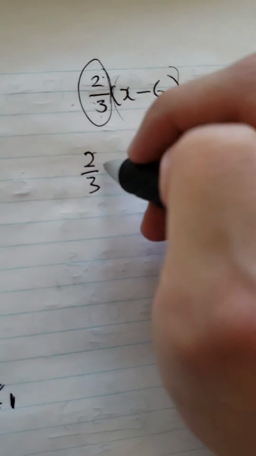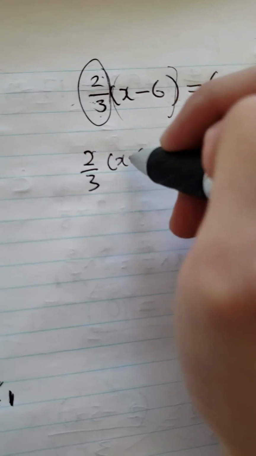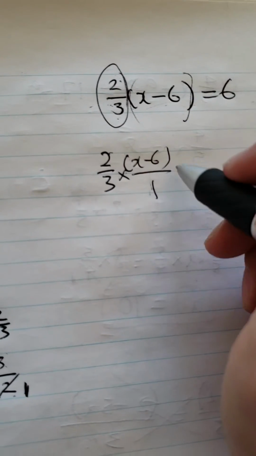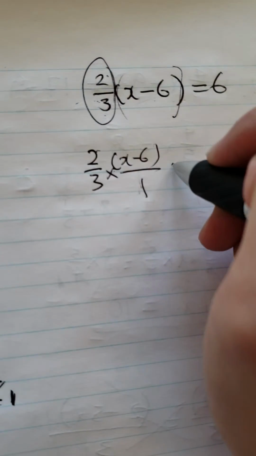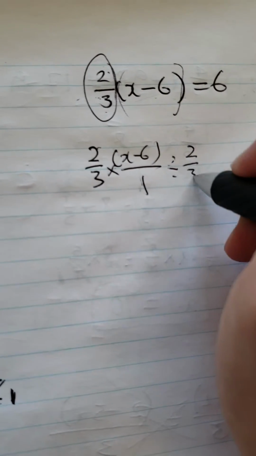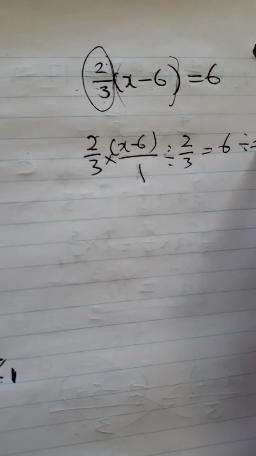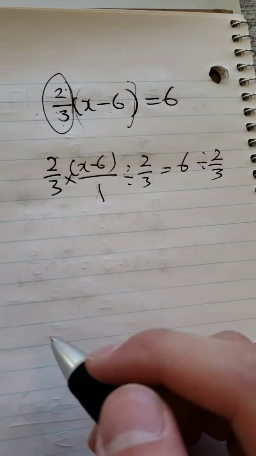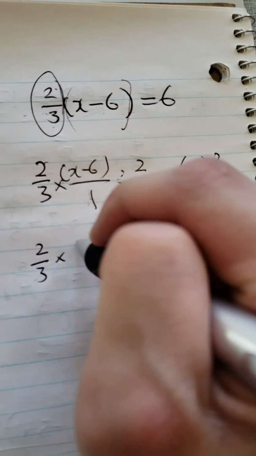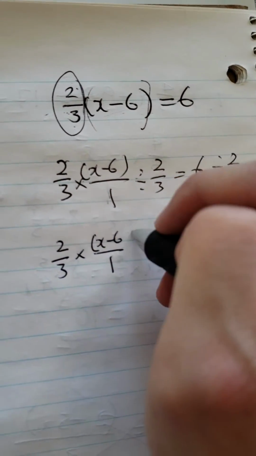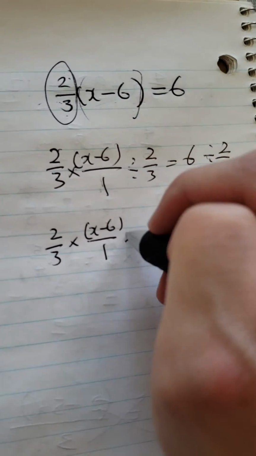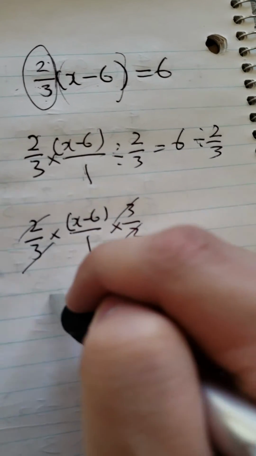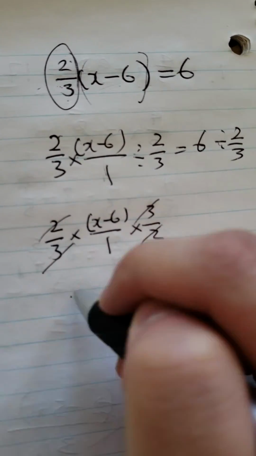So it's going to be 2 over 3 times x minus 6 over 1. I'm just turning this into over 1 so that it's easier for you to see how it works. And then you're dividing it by 2 over 3 on both sides. Same logic: 2 over 3 times x minus 6 over 1, and then you are dividing by a fraction, so you turn it into a reciprocal. This cancels out, you're left with just x minus 6 over 1, which is just x minus 6.